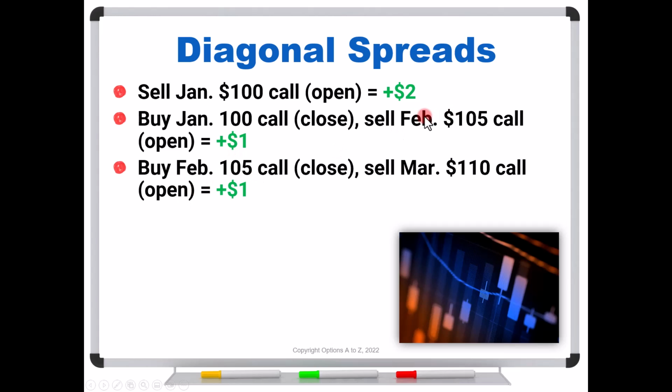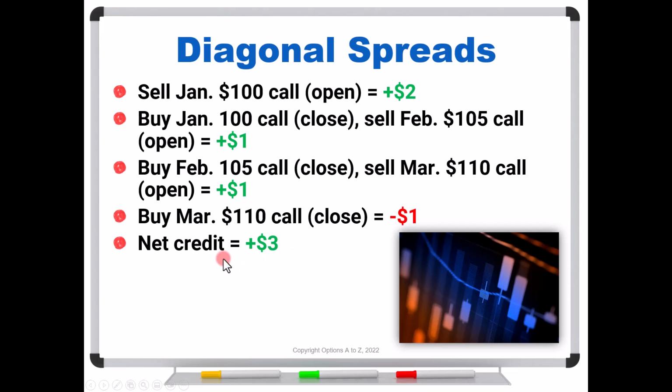That's to close this one out. And we sell the March 110 to open. We also get another buck. Right now, we have a credit of 2, 3, and 4, but remember, we're not out of the trade yet. We still have a short position. So if it expires worthless, yes, we'll keep the $4. But let's say that we end up closing this one out. We buy the March 110 call to close for $1. What's the net credit now? Well, now it's 2, 3, 4, and then minus $1. So we ended up with an overall net credit of 3.